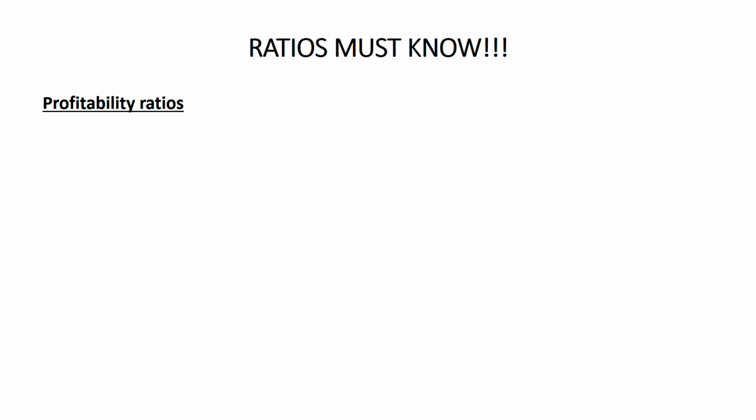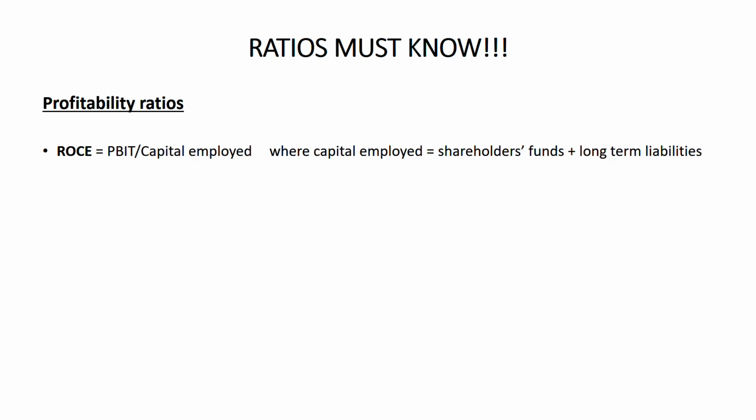The first ratio under profitability ratios, the most important, is return on capital employed, ROCE. So this is the formula: profit before interest and tax, PBIT, divided by capital employed. I have also written how you'll get the capital employed, right? It is the shareholders' funds plus the long term liabilities. Shareholders' funds you can take as your total assets minus current liabilities, and you add your long term liabilities, you will get the capital employed, right? And profit before interest and tax, you will get from your income statement.